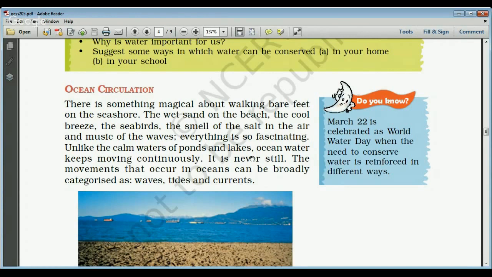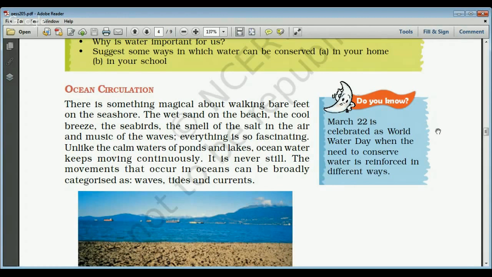It is never still. So please remember this fact, because it can be asked directly. And the movement of the ocean can be broadly categorized into four forms. In this chapter, we will stick to three forms: waves, tides, and currents. But if you read higher class books, there is one more form, downwelling and upwelling, which happens in the El Nino or La Nina case.